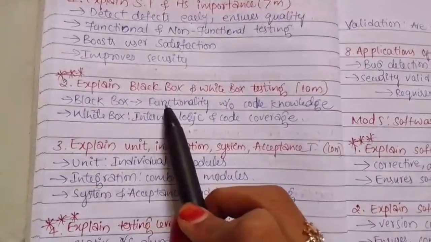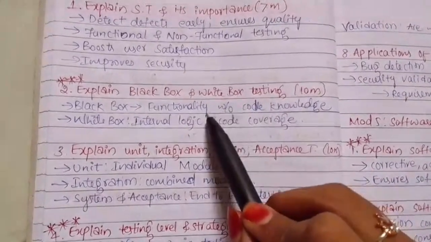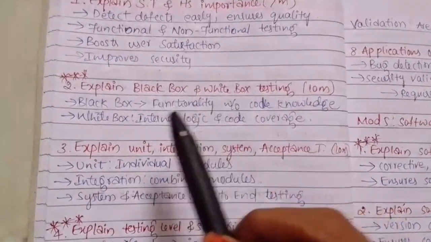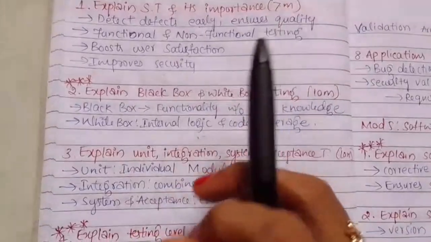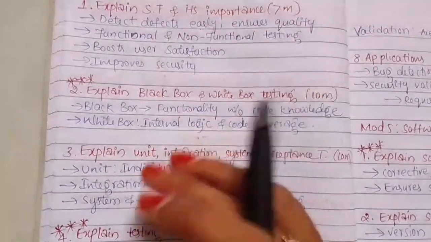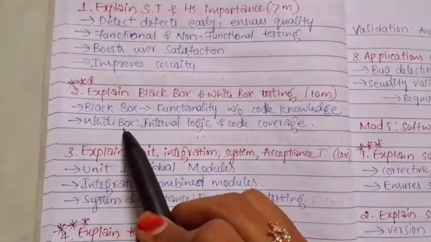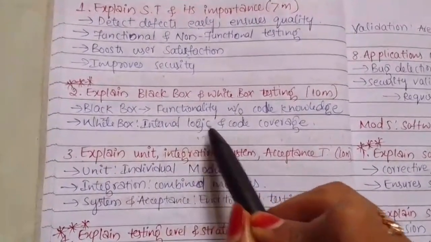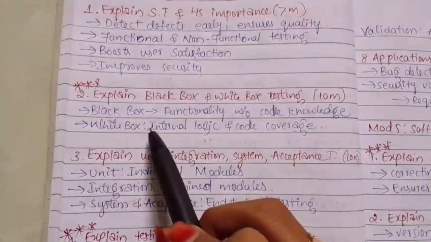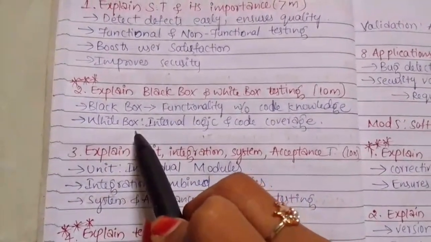It will do the functionality without coding knowledge. It doesn't have any coding knowledge, any prior knowledge. The black box means, just remember that black box means blank. It is blank. It doesn't know anything about coding knowledge. And the white box, internal logic and code coverage. It covers all the coding part. That is white box testing.